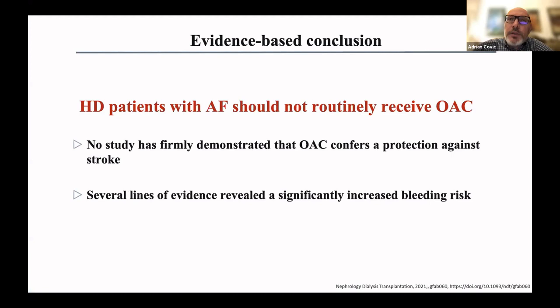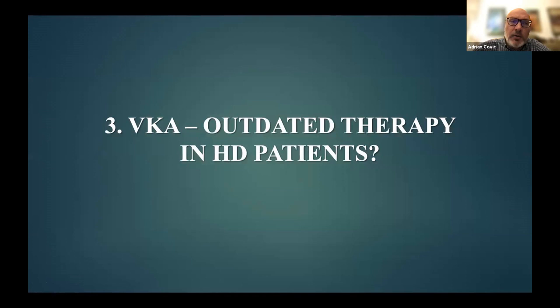So I would conclude, and I would finish my second part of the presentation by saying that, in fact, we do have some evidence-based conclusion by now, not strong, not class 1A, but there is accumulating evidence that dialysis patients with atrial fibrillation should not routinely, and I think the important point is routinely, receive oral anticoagulation. Because to date, no study has clearly demonstrated that there is a protection against stroke, and the bleeding risk from several lines of evidence is actually worrisome, and I think it's a danger.